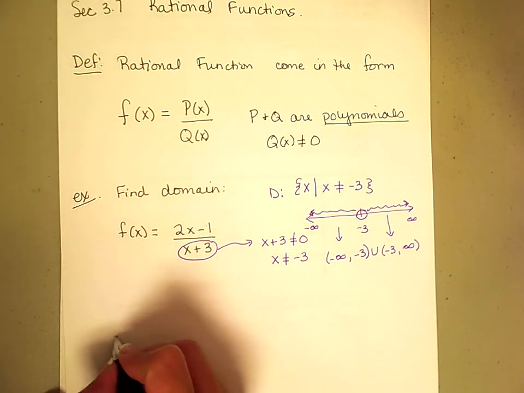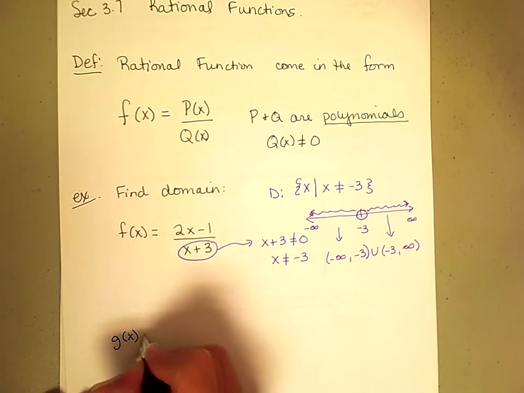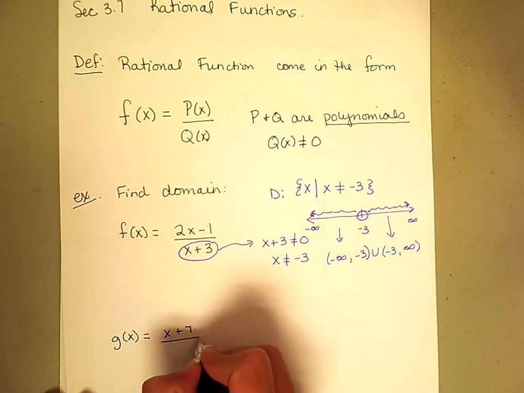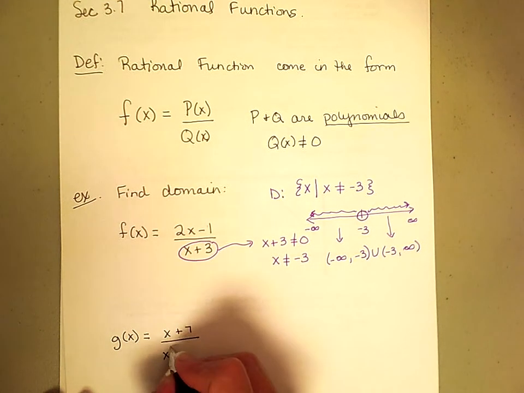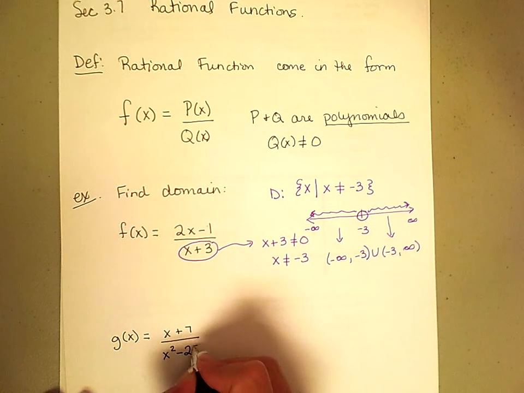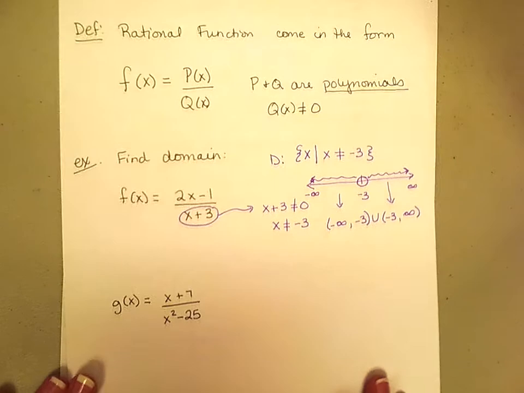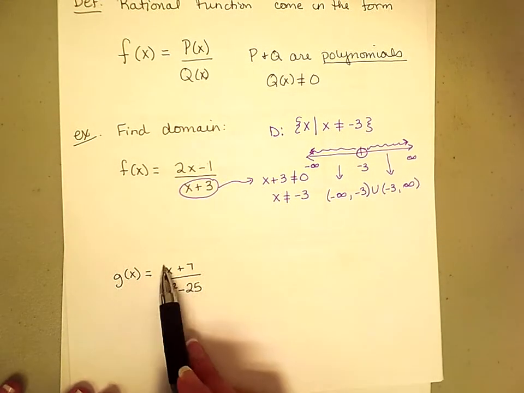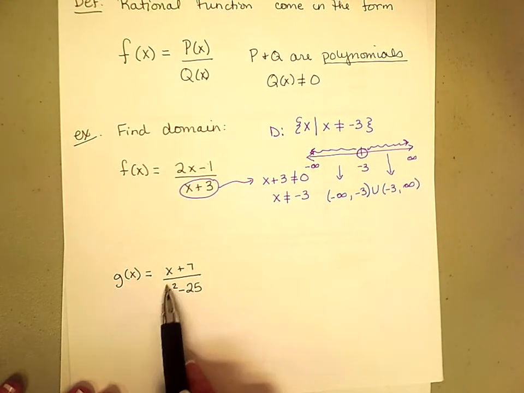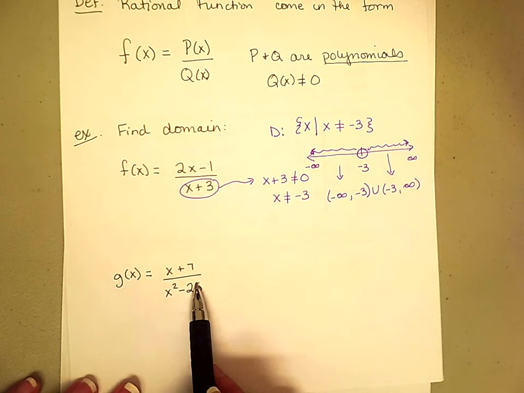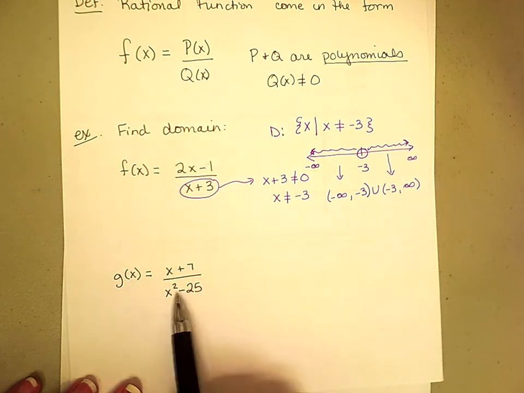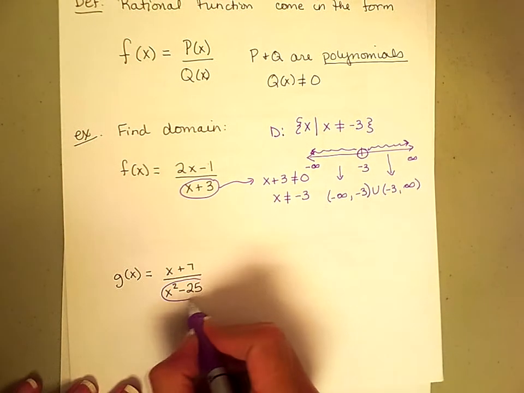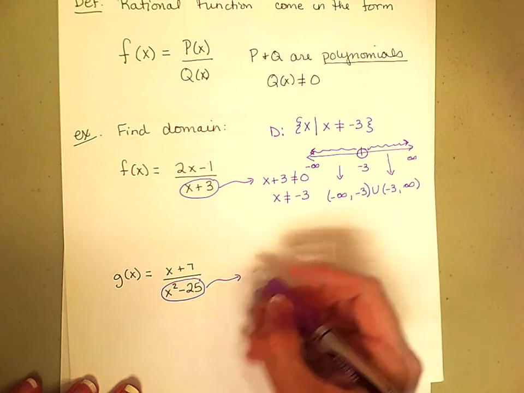Another example, we could have g(x) is equal to (x + 7) over (x squared minus 25). Again, this fits the definition of a rational function. The numerator is a polynomial. The denominator is a polynomial. So to find domain, I just need to find the values that will make the denominator equal to 0, and then I will exclude them.